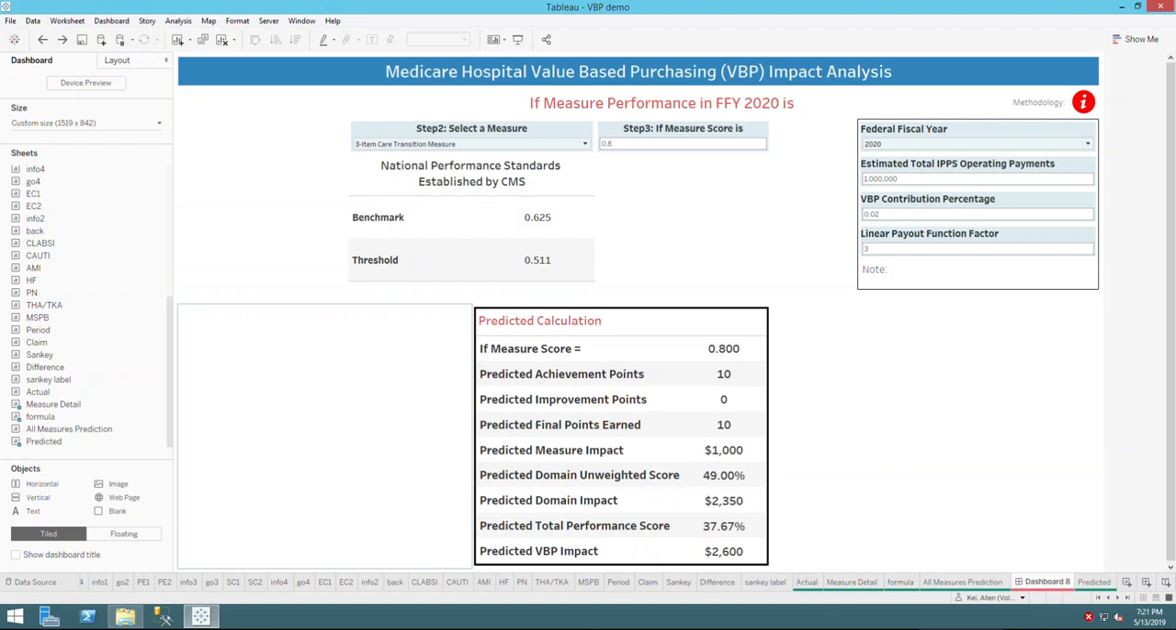Hi, today I want to talk about how to create a calculator for the value-based purchasing program in Tableau.